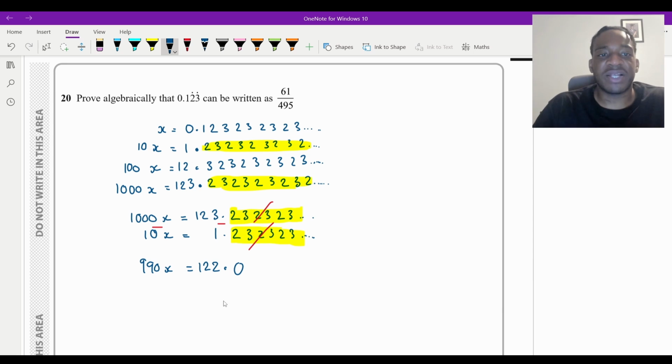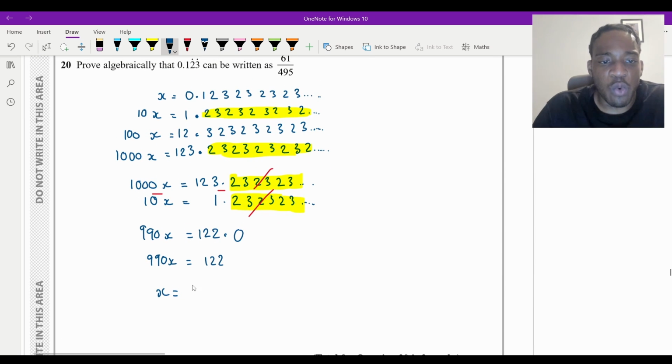Now remember, we're trying to show that this can be written as that. And remember, x is this. So all I need to do now is just figure out what x is. So I'll just write it one more time. It's going to be 990x is equal to 122. And then now we've got x is going to be 122. I'll just go down a bit.